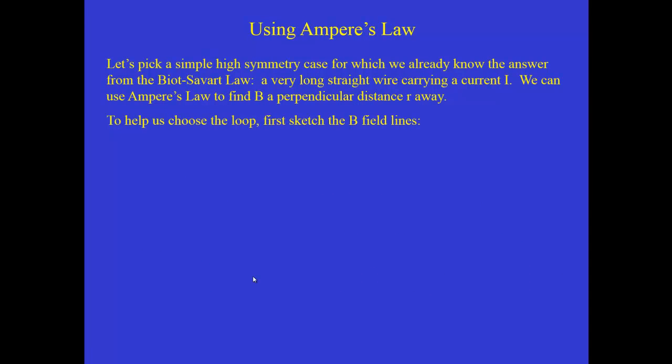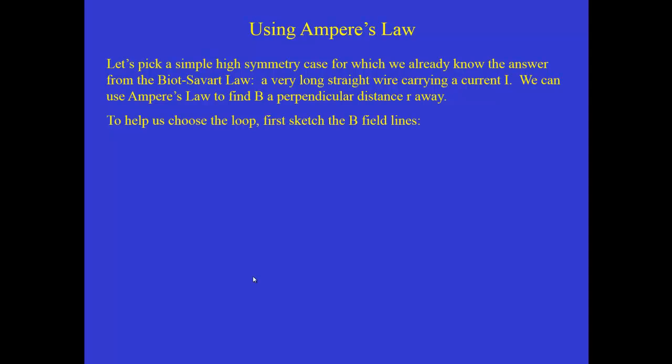How do we use it? Well, let's pick a really high symmetry case. Like I said, we already know the answer to this from the Biot-Savart law, and that is a very long, essentially infinite straight wire carrying a steady current I. So we can use Ampere's law to find the magnetic field a perpendicular distance r away from the wire.